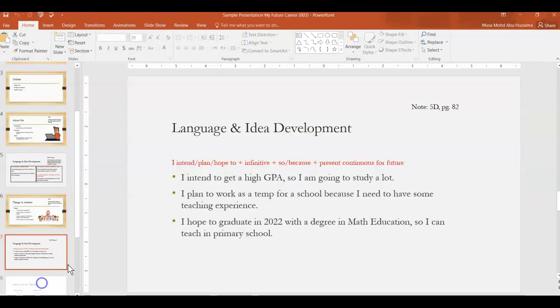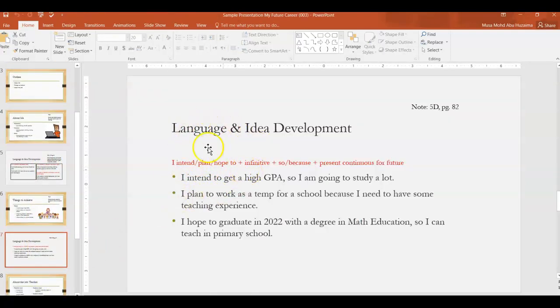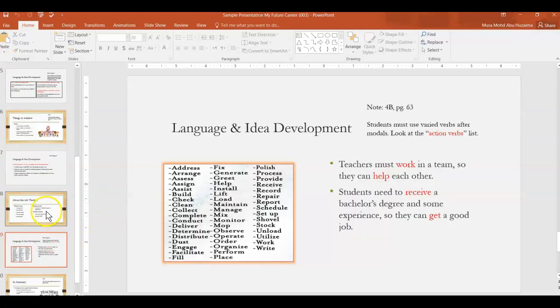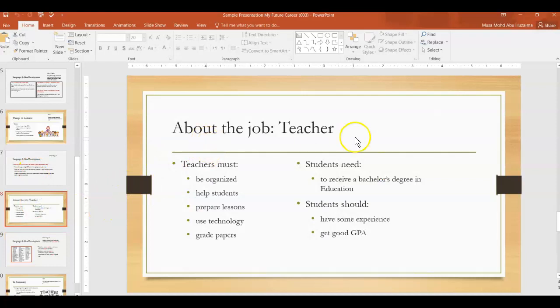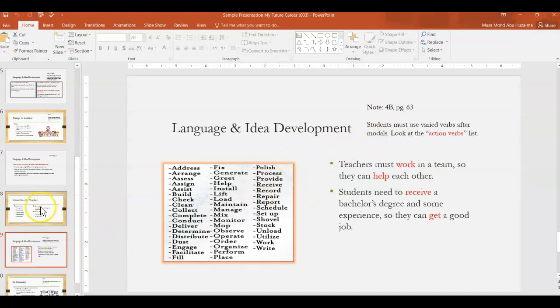Okay, and this slide will explain to you in details how you can write sentences talking about your plan, your future plan. Okay, and then about the job. Teacher. So the teacher must be organized, help students, the teacher must prepare lessons, the teacher must use technology and grade papers. So students need to receive a bachelor degree in education, and students should have some experience to get to work as a teacher, and they should have a good GPA. Okay? This slide will explain the previous one.